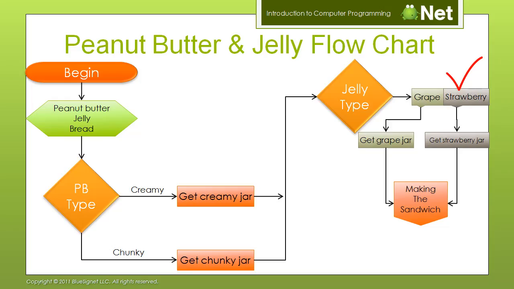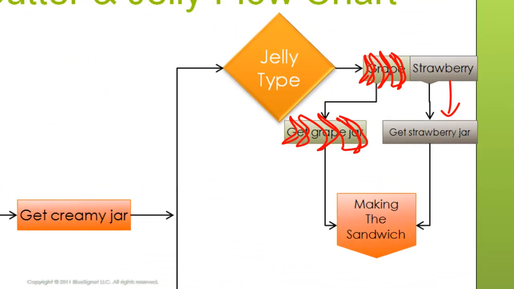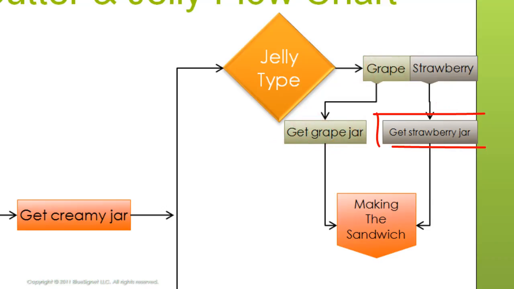Our decision could have been grape or strawberry, but it could have also been blackberry or a series of other things. We only have a certain amount of space to work with. We can have 500 types of jelly on here. But unlike the previous decision, this could have been a longer sequence of options. So we're going to choose the strawberry option and go down the strawberry path, which tells us the next statement, which is an action symbol, to get the strawberry jar.